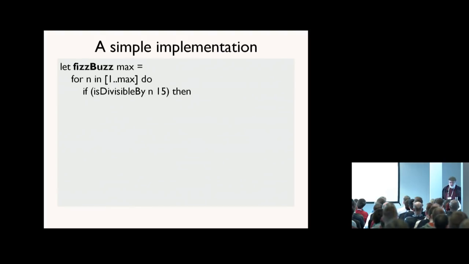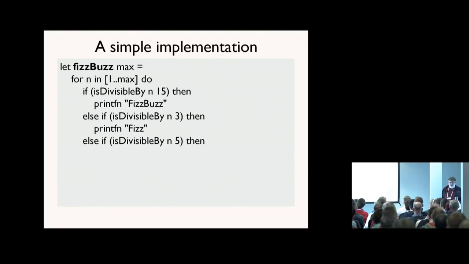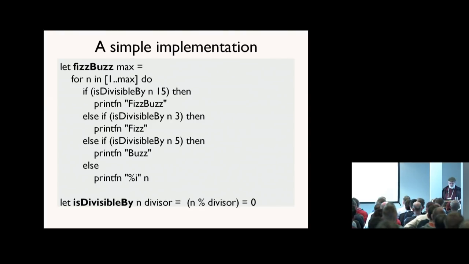And most people would probably write an implementation like this. It's very simple. If it's divisible by 15, print FizzBuzz. If it's divisible by 3, print Fizz, and so on and so forth. So this is the imperative solution, okay? And we're going to use this little helper function, is it divisible by, just to make the code look a bit nicer. So this is fine. This is the easy way of doing FizzBuzz, and I really wouldn't recommend making it any more complicated if you're doing a programming interview. But since this is a talk, let's make it more complicated.